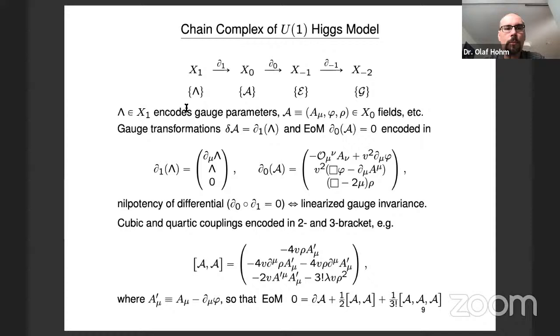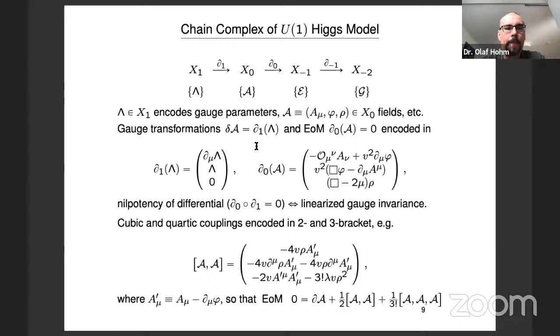Lambda is just the U1 gauge parameter, and it lives in the space X1. And then I have the space of field equations, which I call calligraphic E here. And in this case, I also have a space of Noether or Bianchi identities, which are a consequence of the gauge invariance. But it doesn't continue further in this direction because with just the U1, you don't have gauge for gauge symmetries.